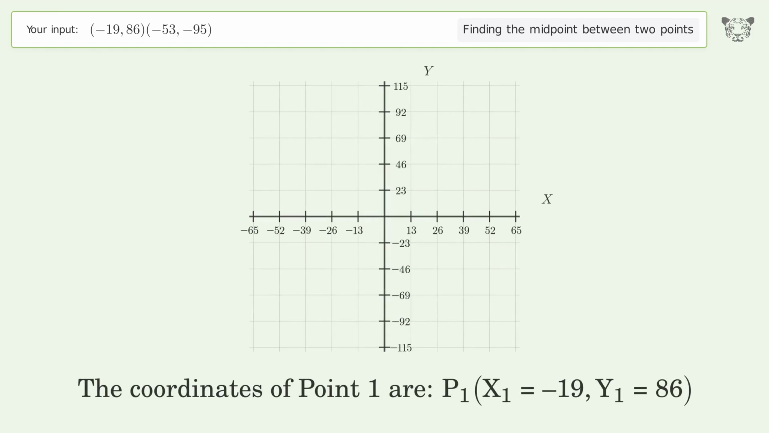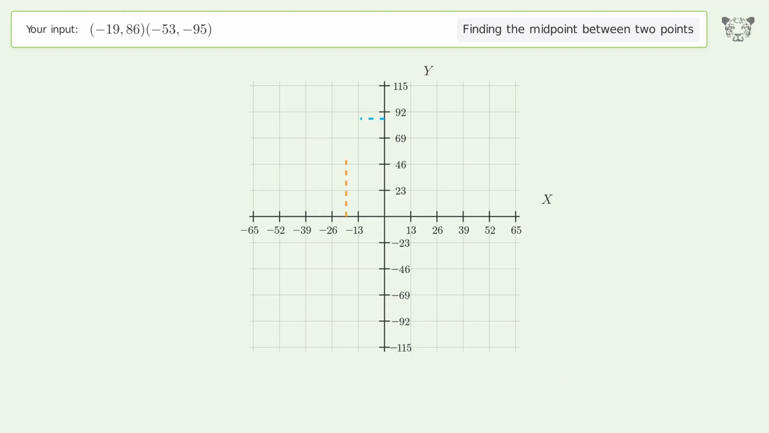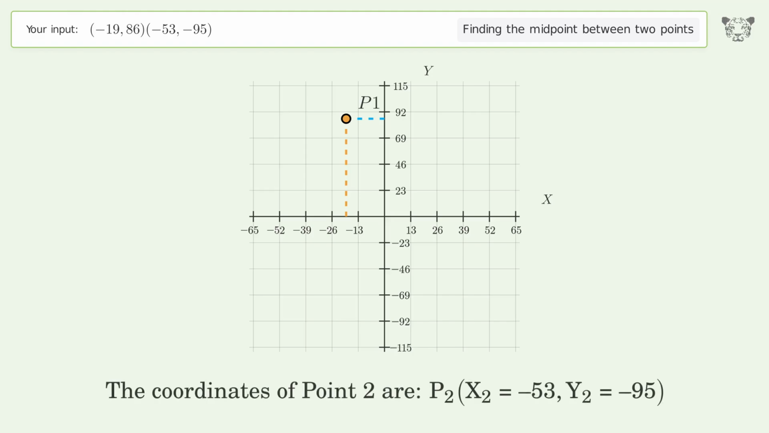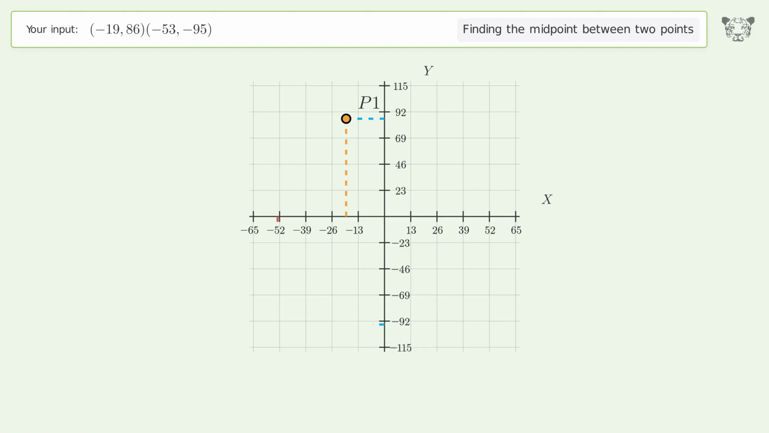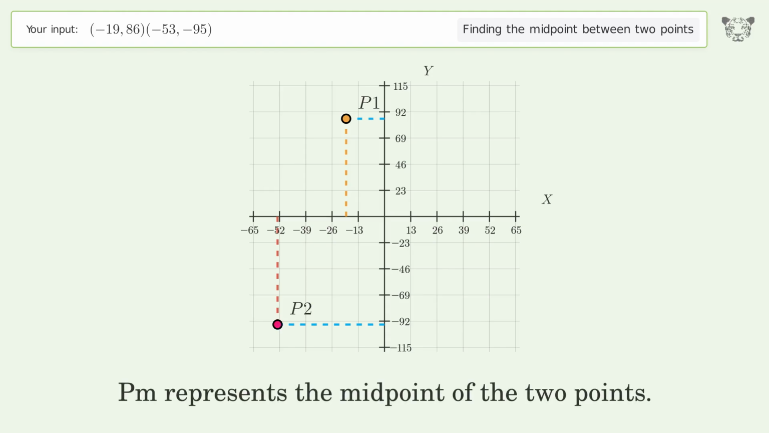The coordinates of point 1 are, x1 equals -19, y1 equals 86. The coordinates of point 2 are, x2 equals -53, y2 equals -95. PM represents the midpoint of the 2 points.